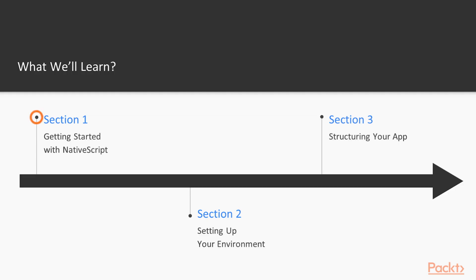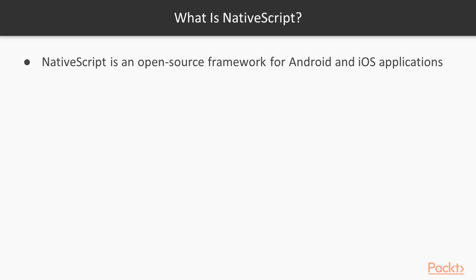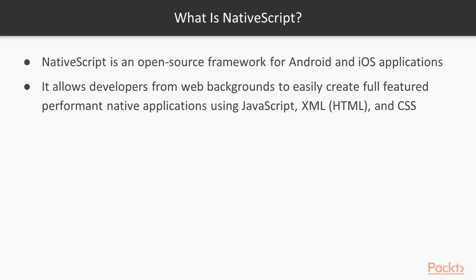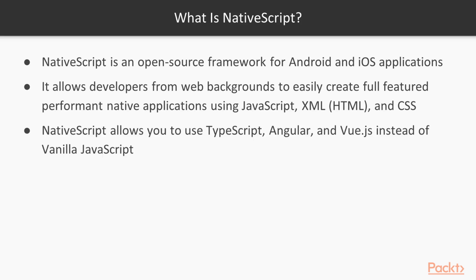In Section 1, we will cover an introduction to NativeScript and why you may choose NativeScript. NativeScript is an open-source framework for developing Android and iOS applications and allows developers from a web background to create fully featured, performant native applications using JavaScript, XML, which is similar to HTML, and CSS styles. It allows you to use JavaScript or TypeScript for language, as well as has support for Angular and Vue.js.